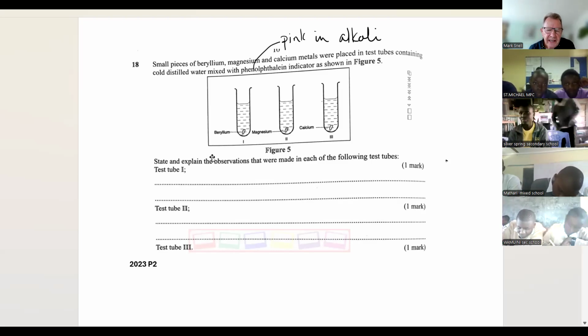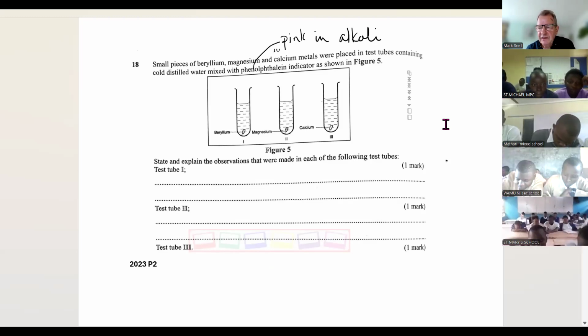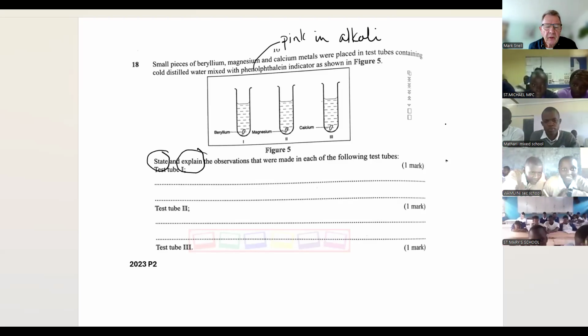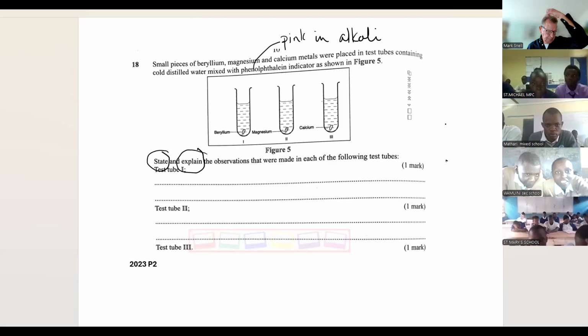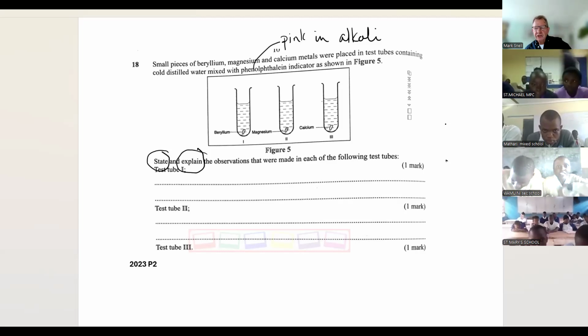State and explain the observations that were made in each of the following tubes, 1, 2, and 3. Have a moment. See if you can work out what might happen and why, because it says 2 points here. It's very important that you state and explain. State is tell me what you're going to see, and explain why. So let's have a few moments where you have a go at this. See how you get on.